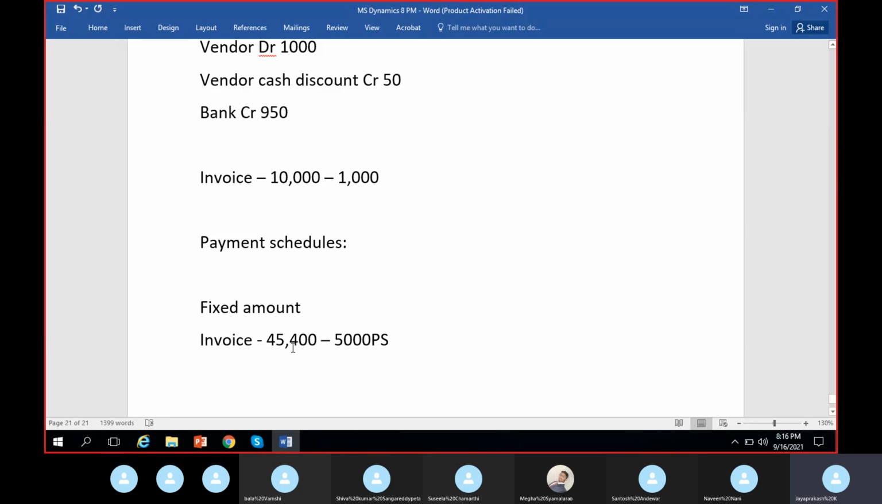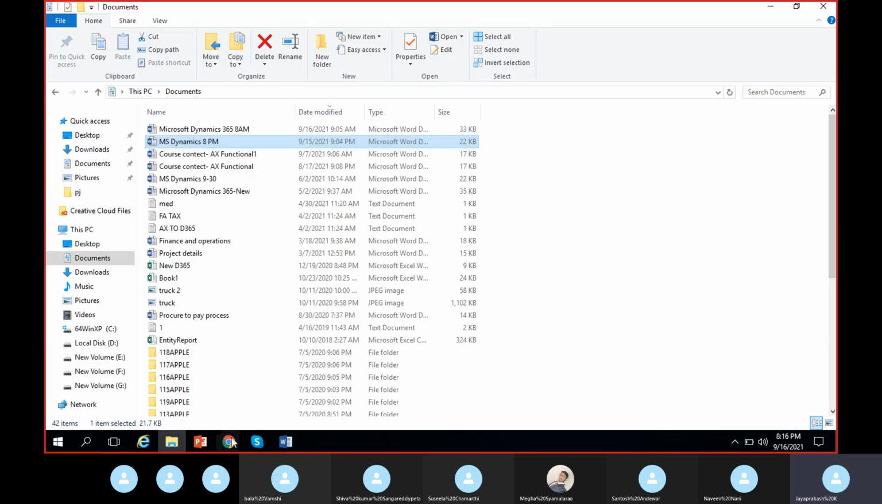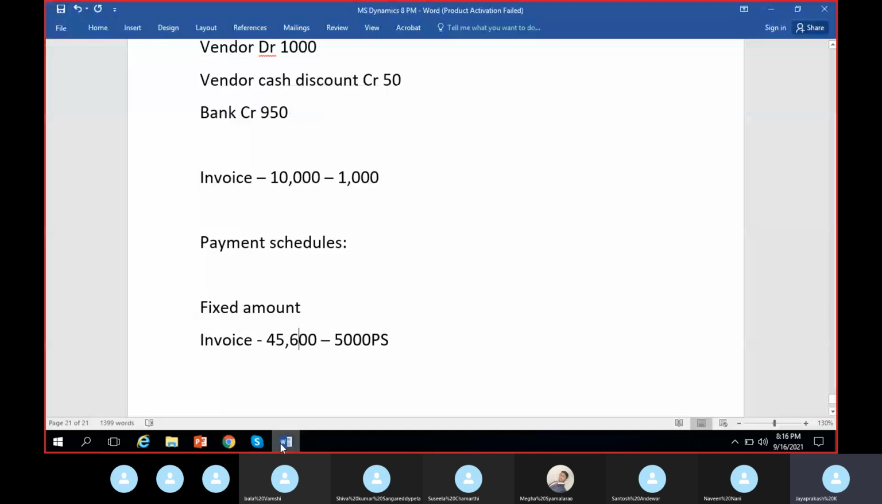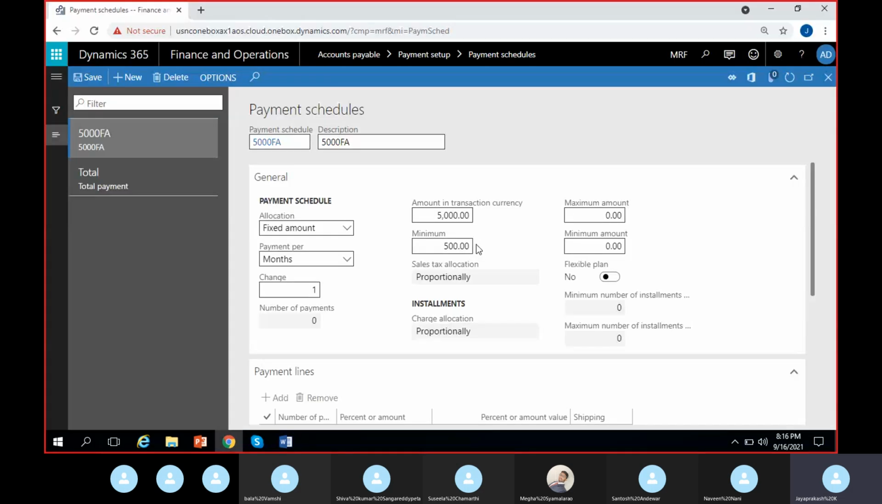If it is more than the minimum amount here, like if it is 6,000 around, the system will automatically create a new schedule for that $600. So the ninth schedule will be for $5,000 only, but the final schedule will be for $600, the remaining $600 on the invoice. So that's how this functionality works.